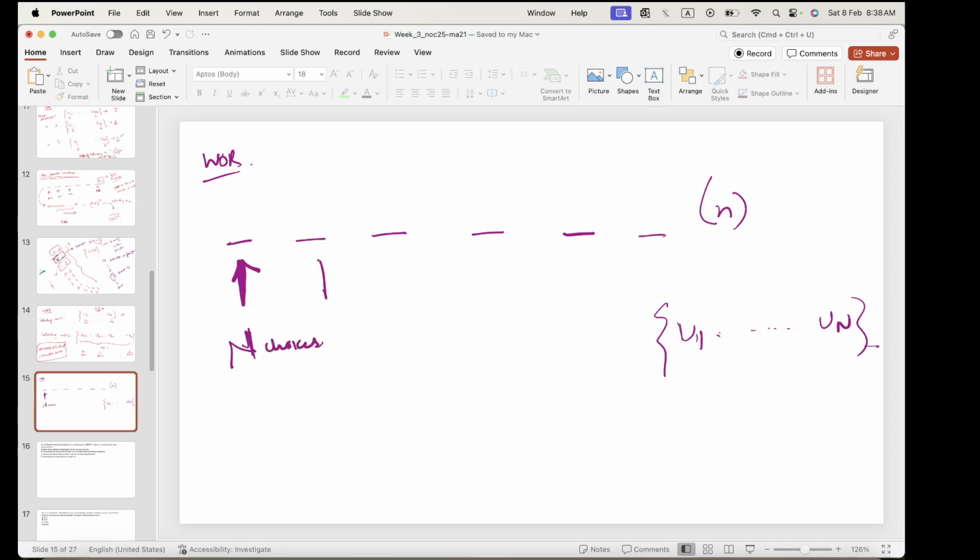For the second place, I have n minus 1 choices. For this one, I have n minus 2 choices. So if we go similarly, we'll have 1 by n into 1 by n minus 1 into 1 by n minus 2 and so on, this thing.